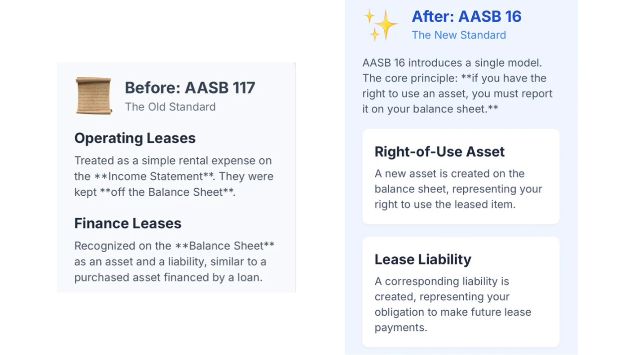Operating leases, these were a simple rental arrangement. You paid rent, and it was treated as an expense on the income statement. Crucially, they were kept off the balance sheet. This meant a company's debt and assets could look a lot smaller than they actually were.